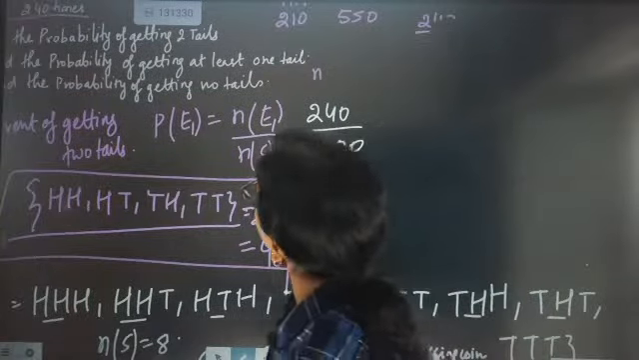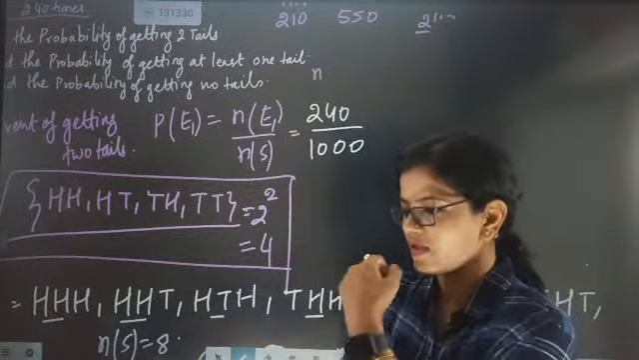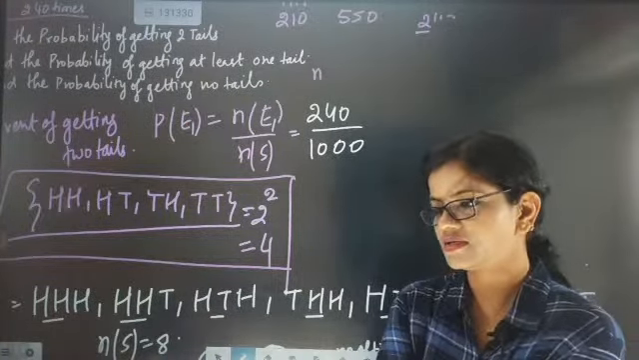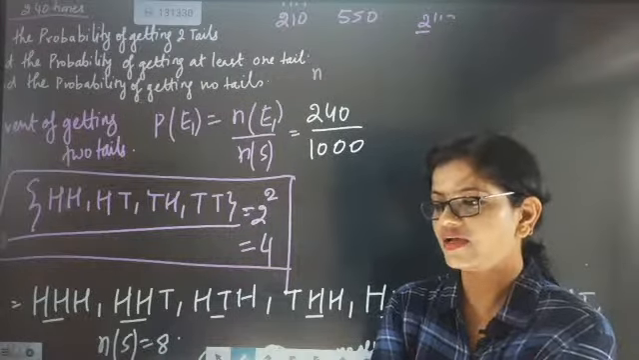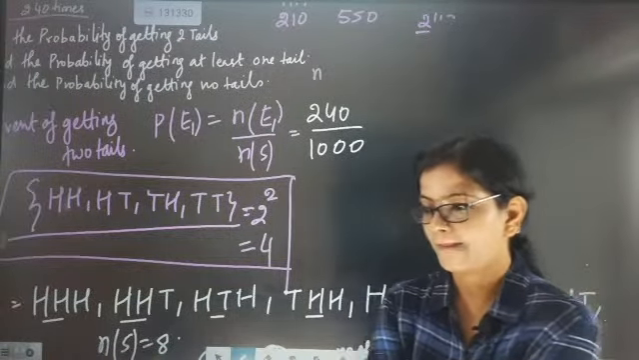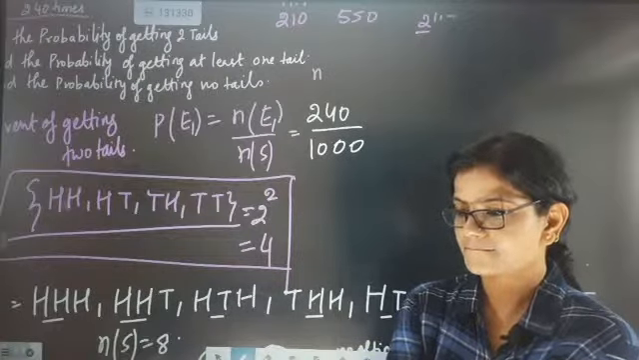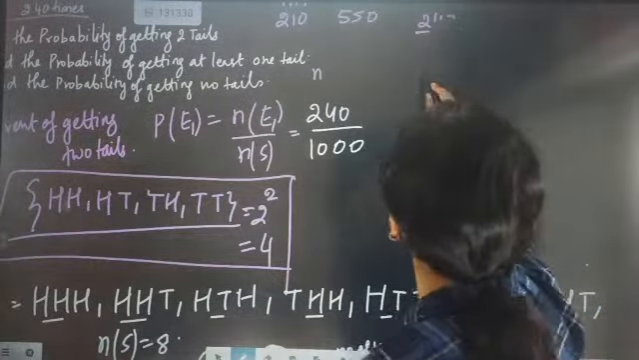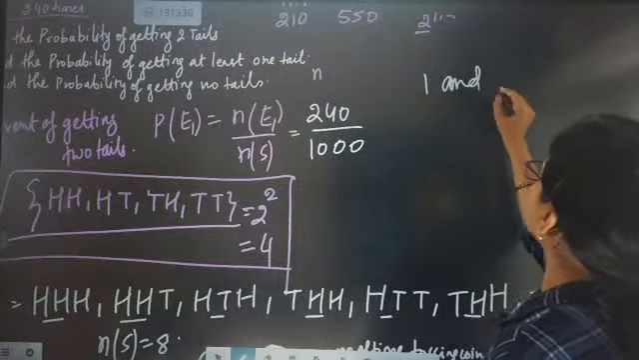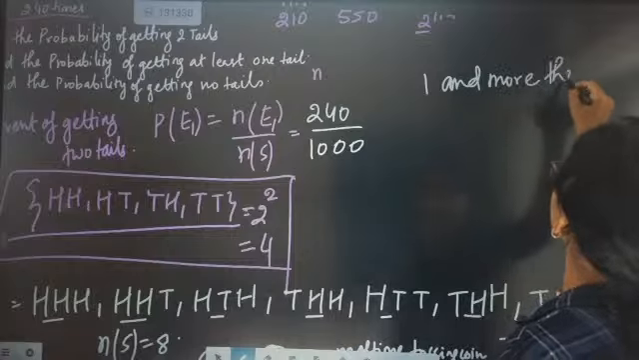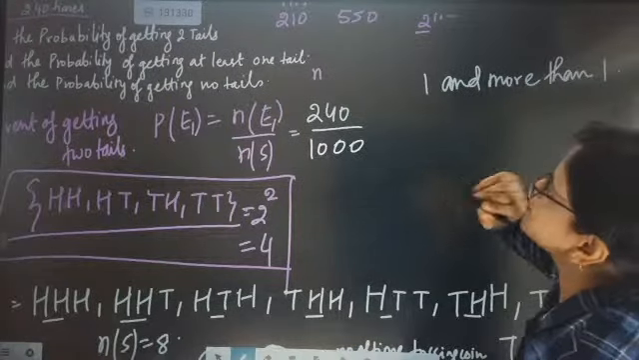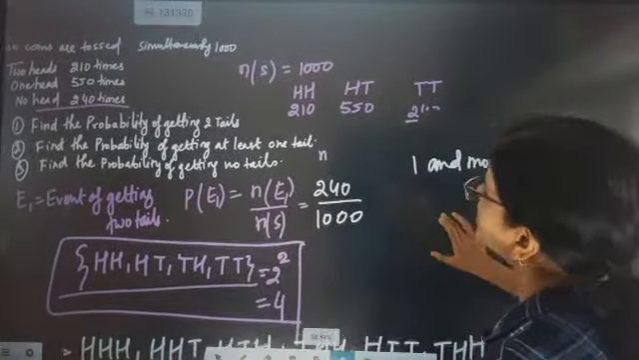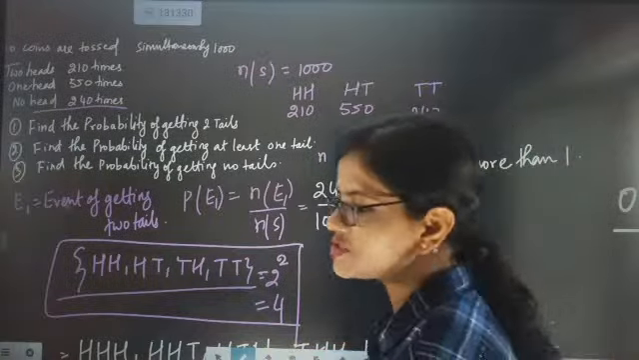Now second is, find the probability of getting at least one tail. At least one tail means one and more than one. So here one and more than one is coming. At least one means one and more than one.